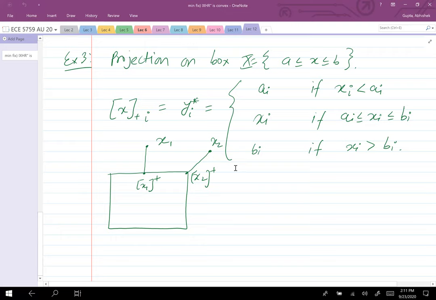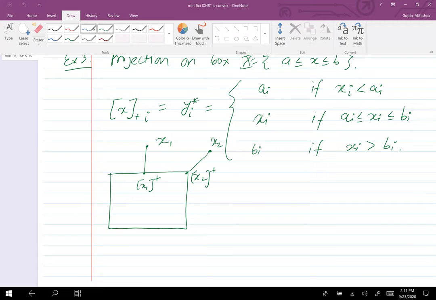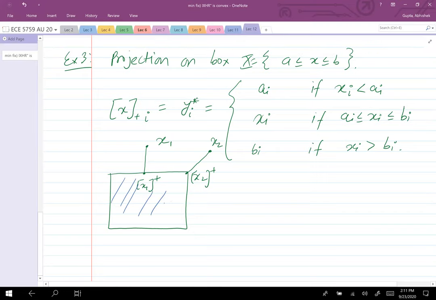Sorry about that. Okay, so X1, it gets projected onto this particular box. This entire set is a box. And so if you pick a point outside the set, if it is along one of the edges, then of course the projection will be on the edge. If it is along one of the corners, then the projection will be on the corner. Okay, so that's the pictorial description of what this projection operation is doing.